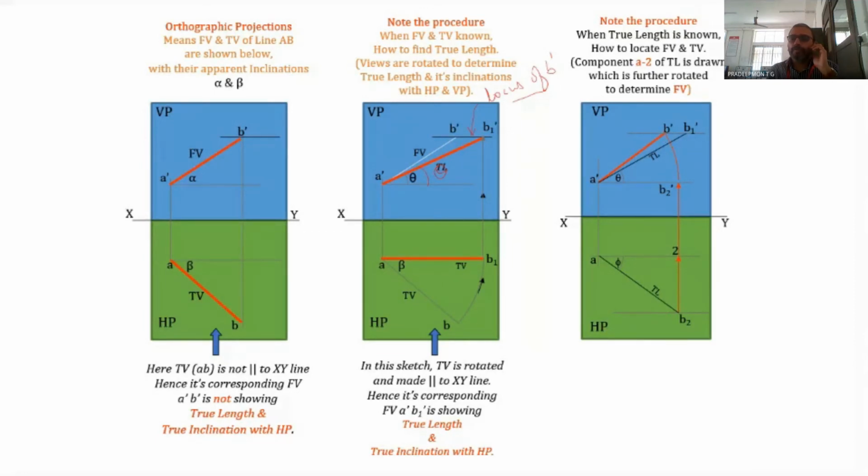So that is one method. And the inclination of A dash B dash with the XY line is the angle alpha. This angle is the same as this angle, alpha. And theta is the true inclination with the HP.